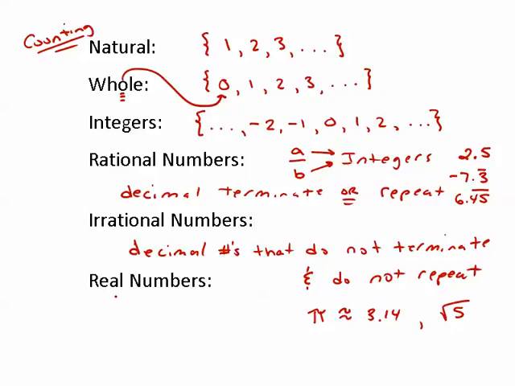Now, the set of real numbers just simply contains all of the numbers that we've talked about before. So that's what the set of real numbers involves. So the real numbers contain natural numbers, they contain whole numbers, integers, rational numbers, and irrational numbers.